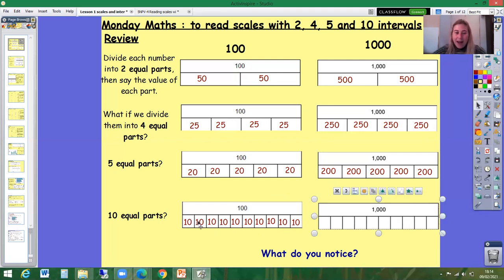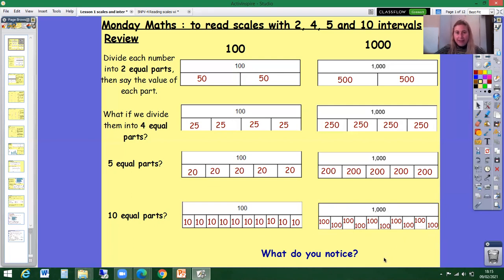Super. I could count in tens. I could say 10 tens, couldn't I? But we know 10 tens is 100. Let's divide 1,000 into 10 equal groups. So we should have 100 in each group. And again, I could count in hundreds. 100, 200, 300, 400, 500, 600, 700, 800, 900. I could say 1,000, but we know 10 hundreds is the same as 1,000.